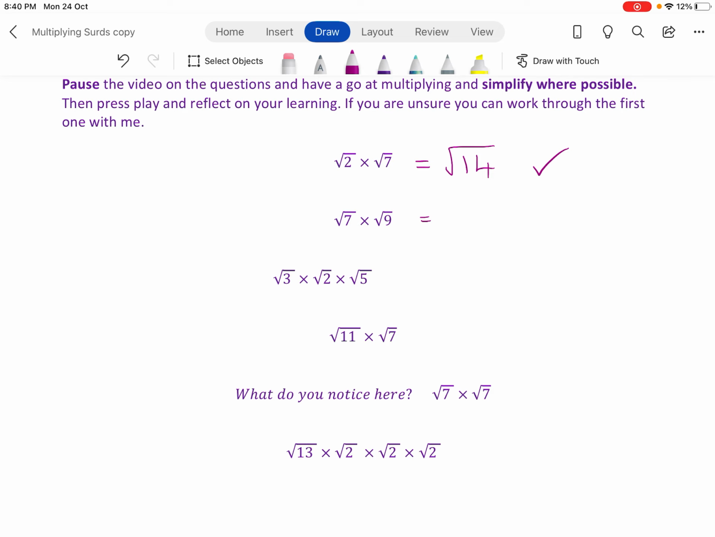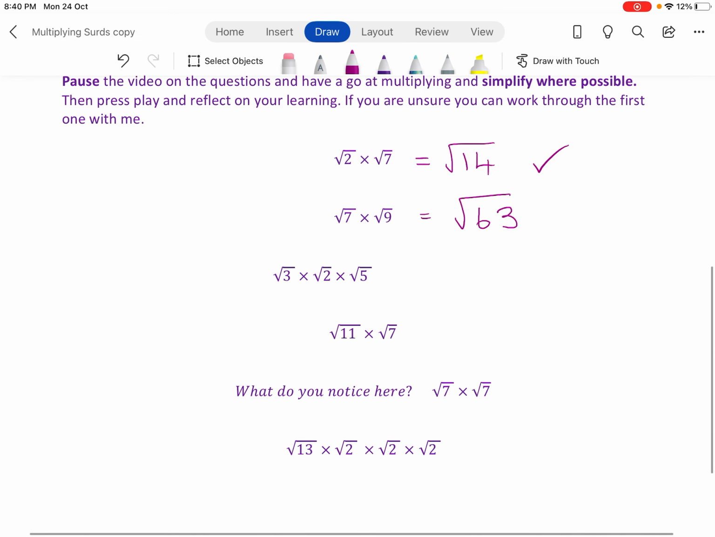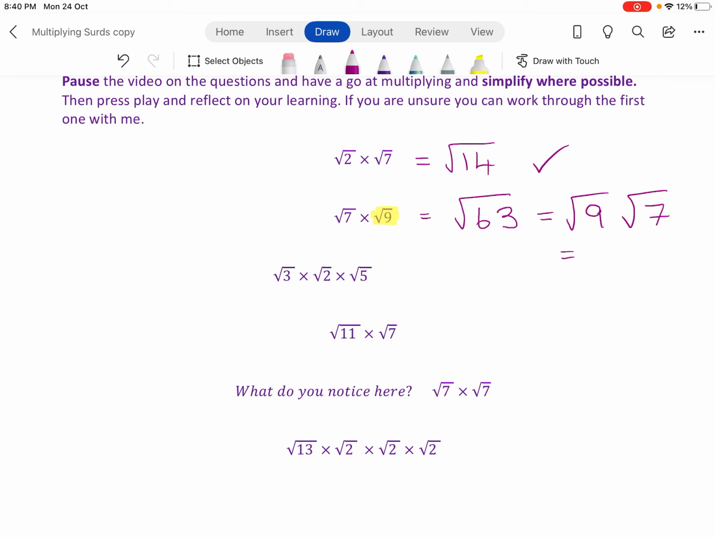For the next one, we're going to get square root of 63. And then we can always look back and double check. Actually, yeah, we have root 9. Now you might have noticed you could simplify here. That's okay. If you didn't realize, we can now split it back up and say root 9, root 7, which is the same as 3 root 7. It's okay if you didn't do all the steps.